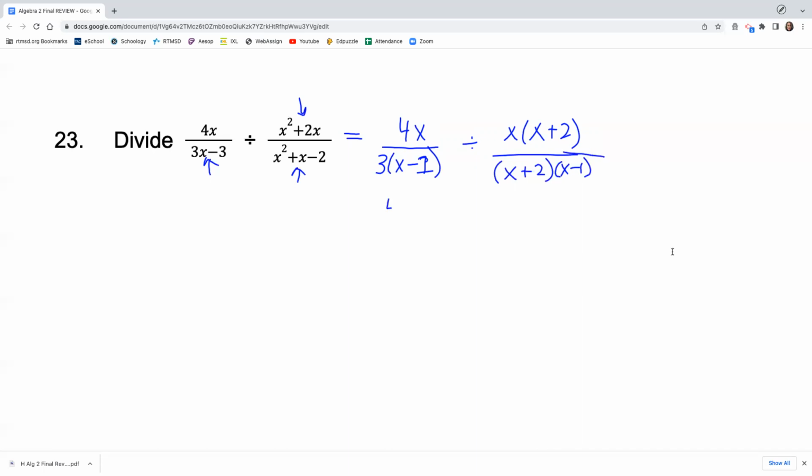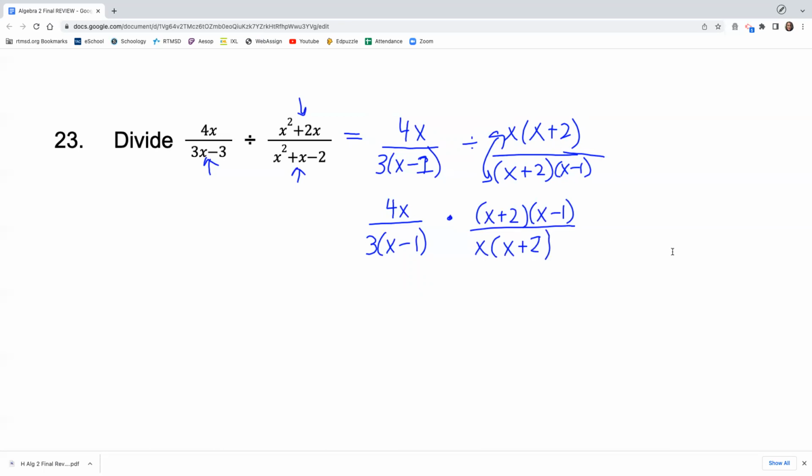When you divide, you keep the first one the same. You have to keep the first one the same. You change division to be multiplication, and you flip the second one upside down. So the x plus 2 and times the x minus 1 goes to the top, and the x times x plus 2 goes to the bottom.